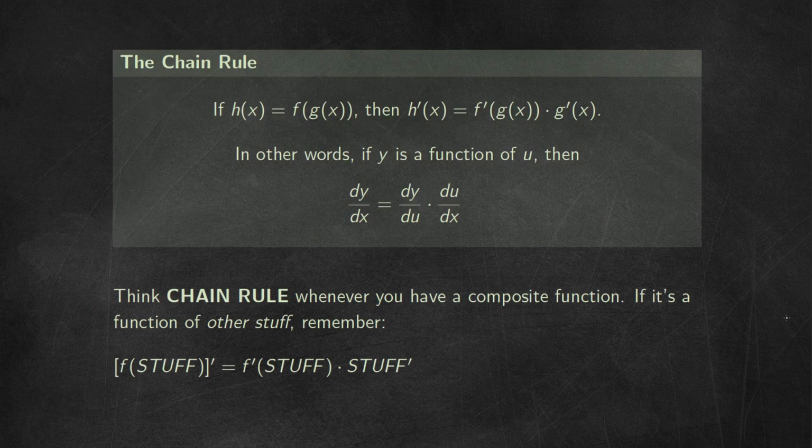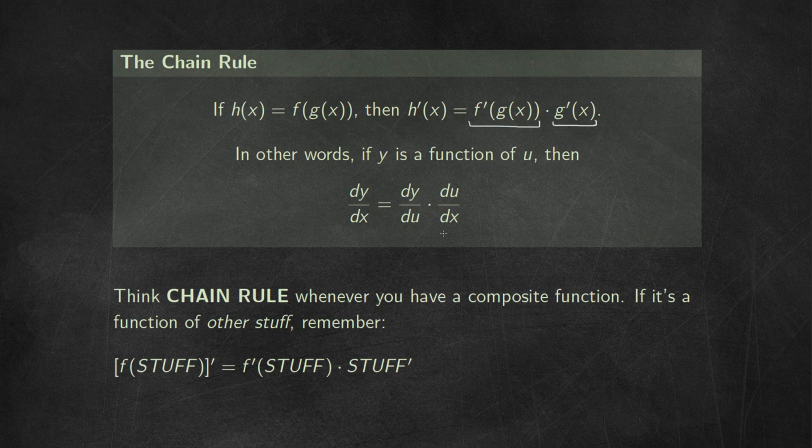Okay, so the chain rule tells us that if h of x is a composite function, if h of x equals f of g of x, then the derivative of h with respect to x, so h prime of x, is equal to f prime of g of x times g prime of x. F prime of g of x here is the derivative of our outside function, times g prime of x, the derivative of our inside function. So we just take the derivative of the outside function times the derivative of the inside function.